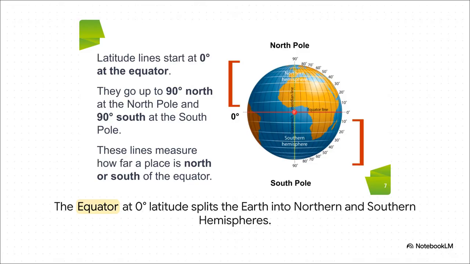The equator. Yep, that's our starting point, our 0 degrees latitude. It slices the Earth neatly into two equal halves. You've got the Northern Hemisphere on top and the Southern Hemisphere on the bottom. So from this one line, we measure up toward the North Pole and down toward the South Pole.